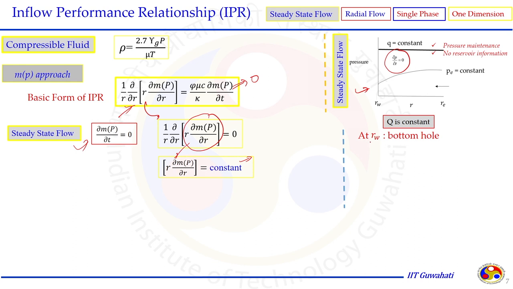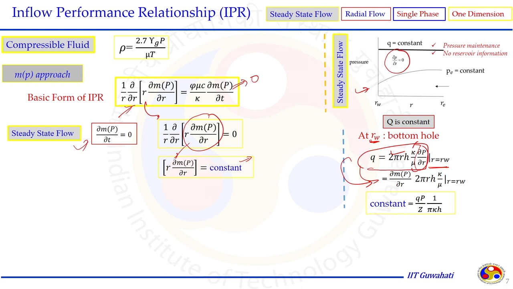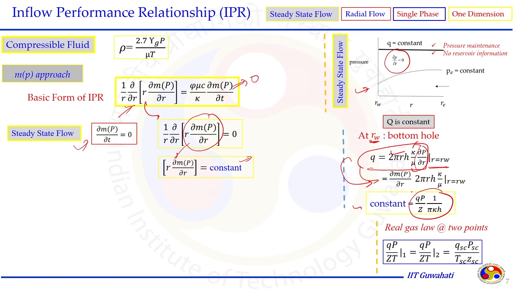So at r equal to rw, that is at the wellbore condition, what is happening there? The flow rate Q can be given by Darcy's law. So this is the area, this is permeability, viscosity, and this is the pressure gradient at r equal to rw. Similarly, this equation can be represented in the form of P square or in the form of MP. If we convert to the form of MP, we get this expression, and then the constant value can be obtained like this.